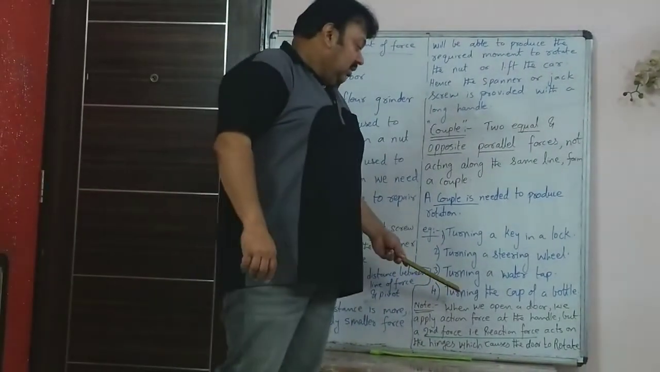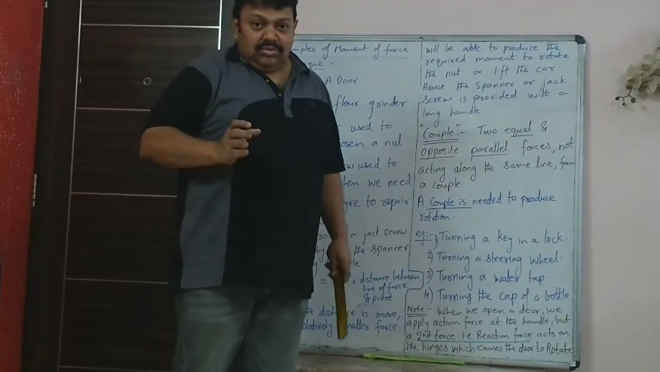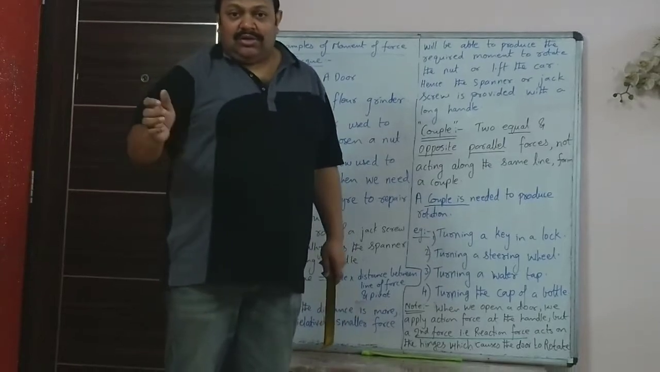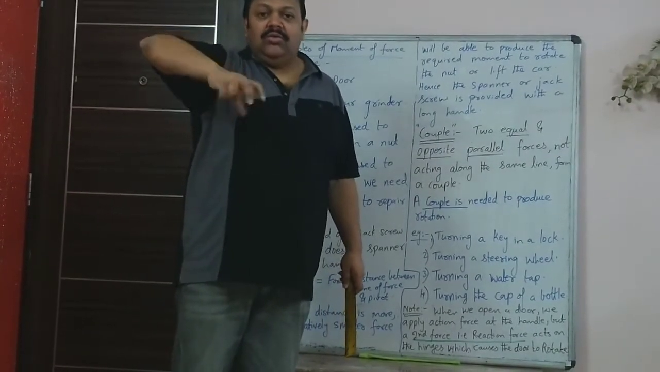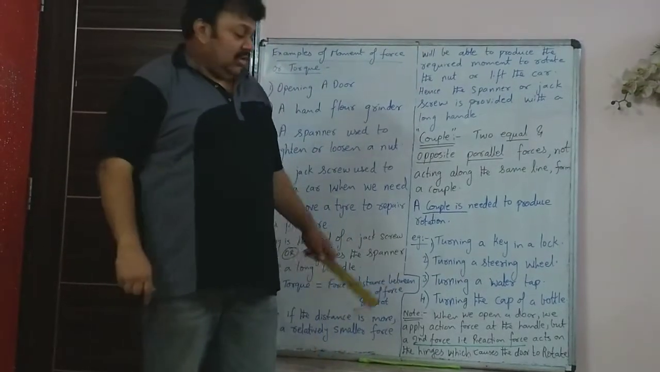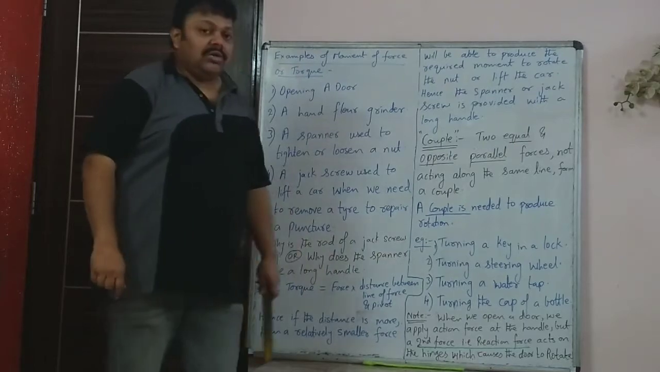Same way, if you are opening a tap, you either do this and destroy the tap very fast, or normally people do this. So two fingers have to be used. So a couple is needed to produce rotation.